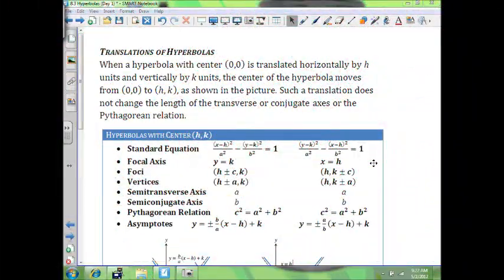When a hyperbola centered at (0, 0) is translated horizontally by h units and vertically by k units, the center of the hyperbola moves from (0, 0) to (h, k), just like in parabolas and ellipses. Such a translation does not change the length of the transverse or conjugate axis or the Pythagorean relation. Everything is pretty much the same.